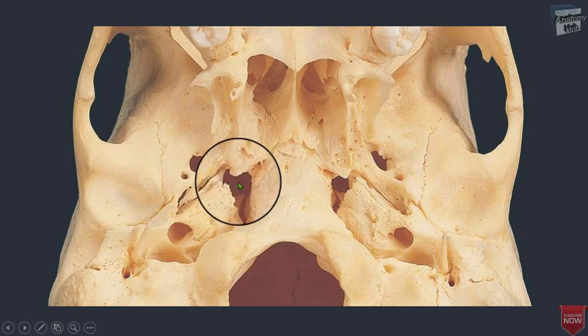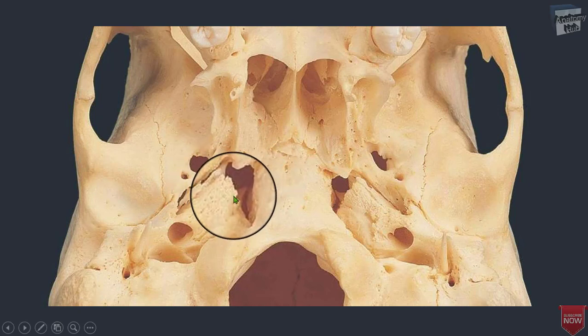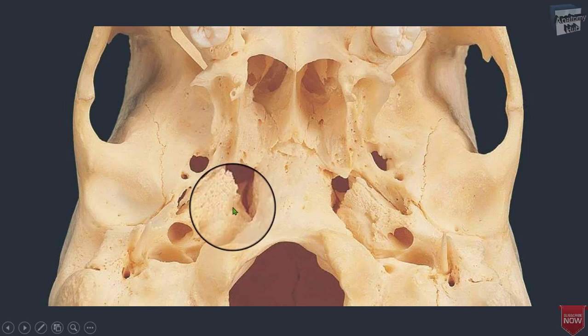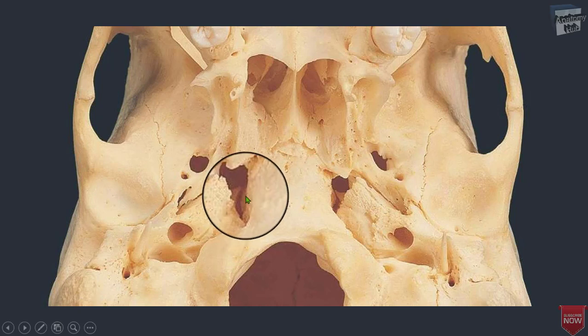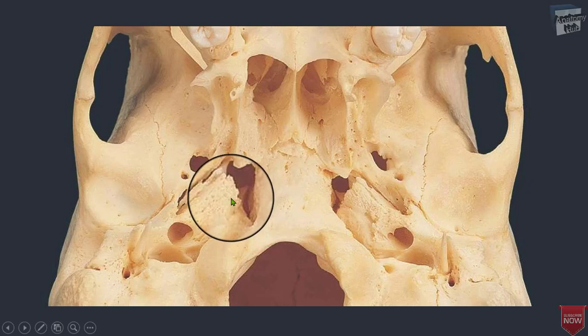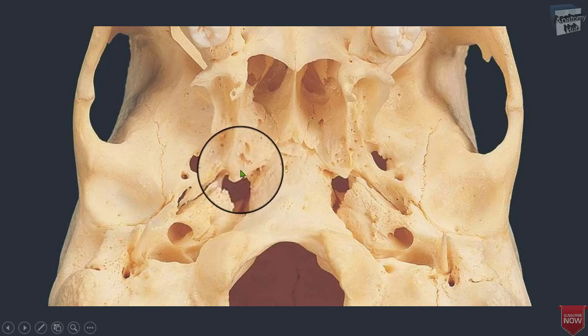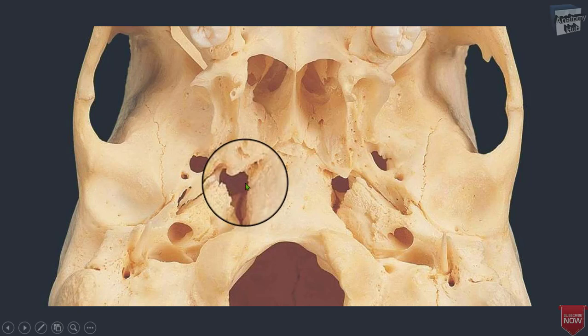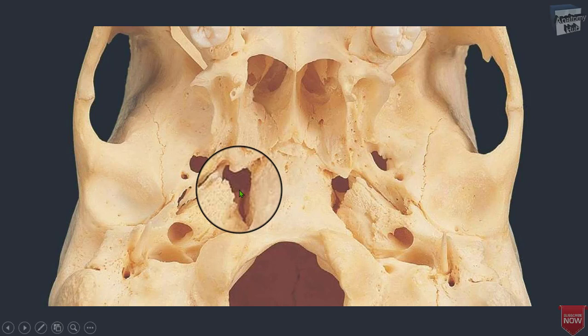Then here you will find the foramen lacerum. Lacerate means torn, derived from the Latin word, and it lies at the junction of the petrous part of the temporal bone over here and the sphenoid and the occipital bone. Here you will find the occipital bone, petrous part of the temporal bone, and the sphenoid bone. So the meeting point of all these that makes a hole here is known as the foramen lacerum.